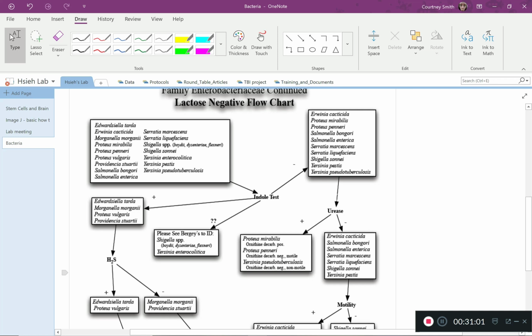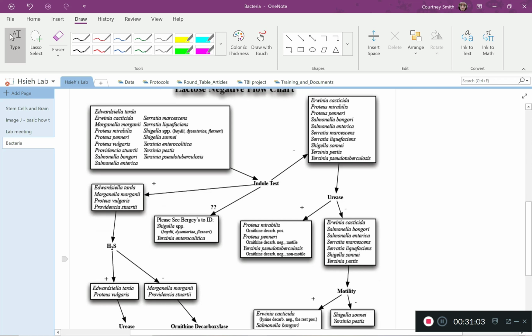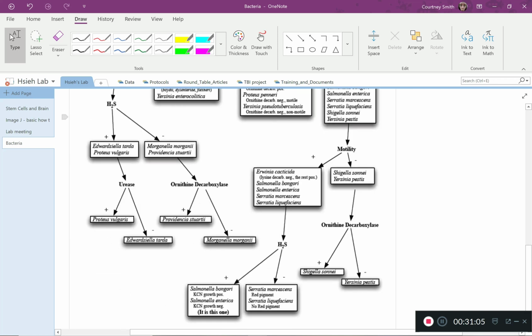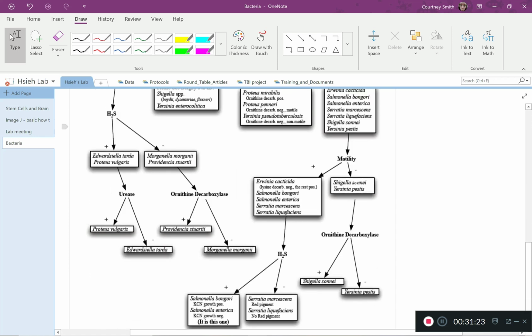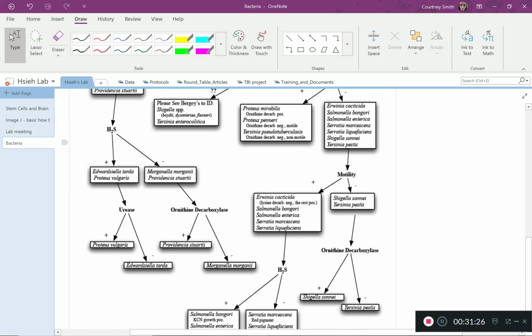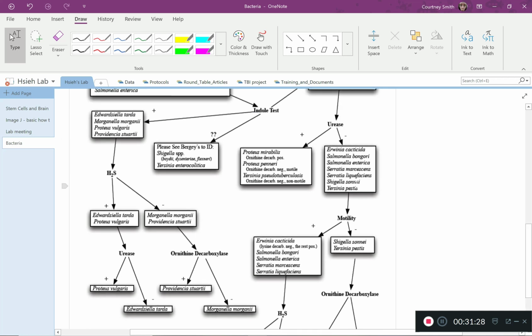So from that, you will go down here, and then from there, you will look to see if you had motility. If you are looking at motility, you are looking at a SIM test. So from a SIM test, you would tell me whether it was positive or negative. Now, if you have H2S production, I'm going to tell you right now, you can't tell if you have motility. It's hard to see.